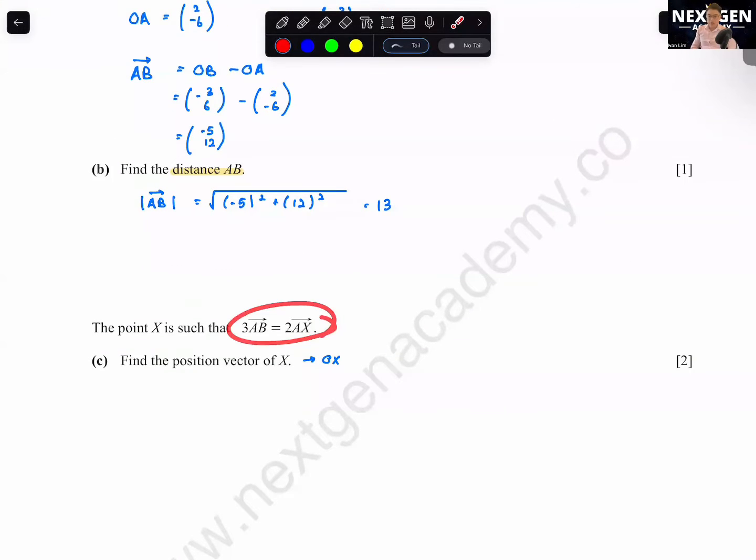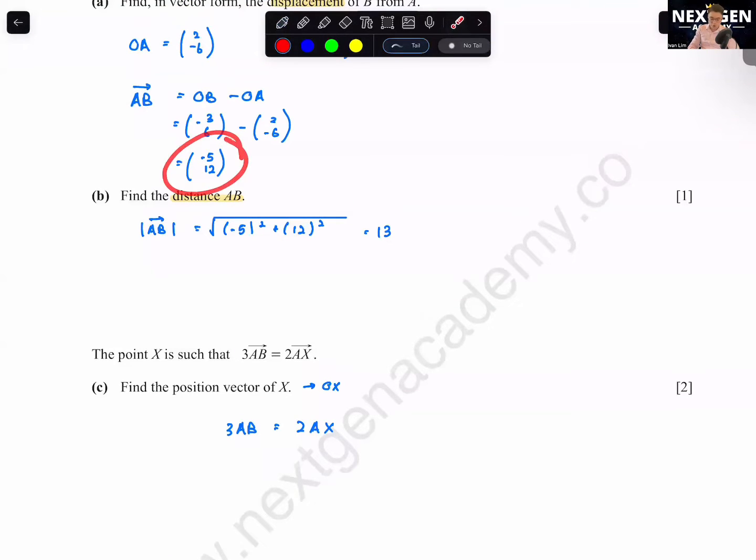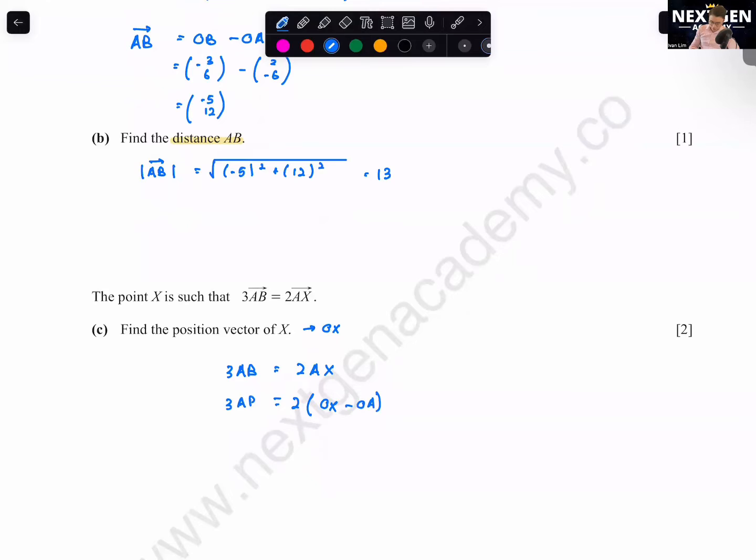OX. Okay, how can we do this? So we write down here first, 3AB equals 2AX. Do we have AB already? AB is from the first question. AX, I can break this down into OX minus OA. I want the OX to be alone. So how? Rearrange this entire thing. Before I even open up, this one is up to you. You can open up first, meaning you change it to the column vector first, or you can just go slowly like that.